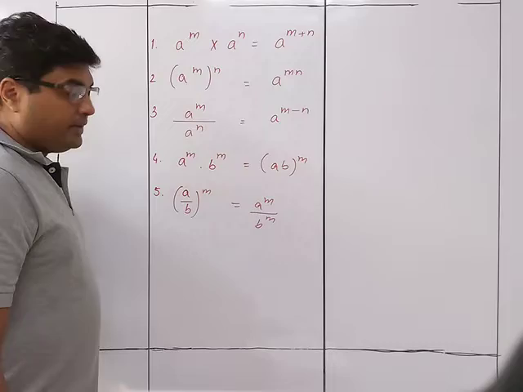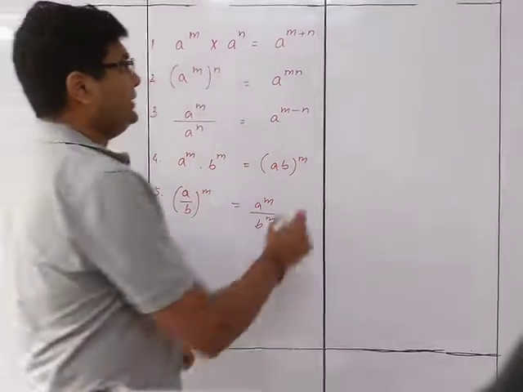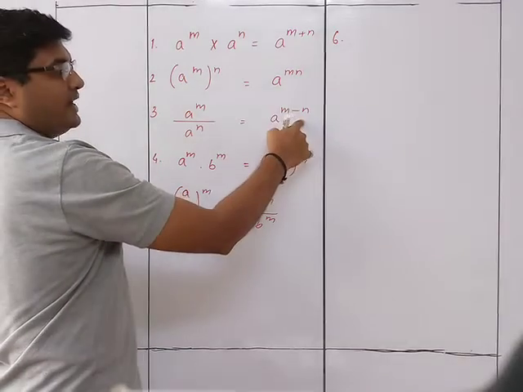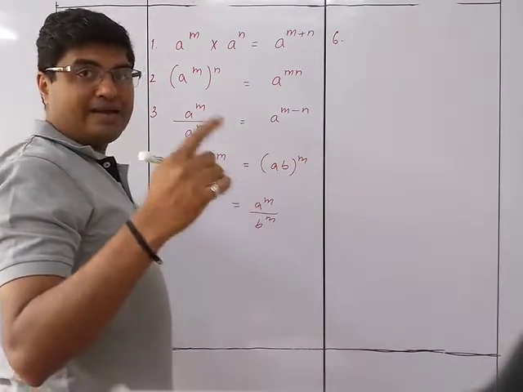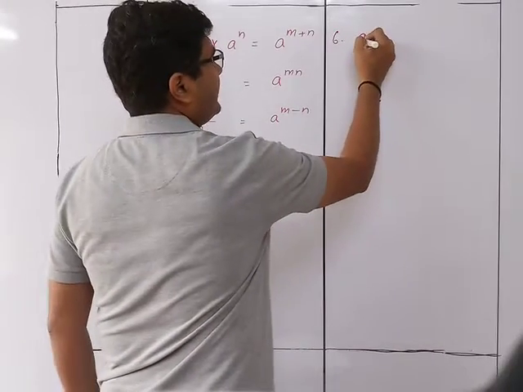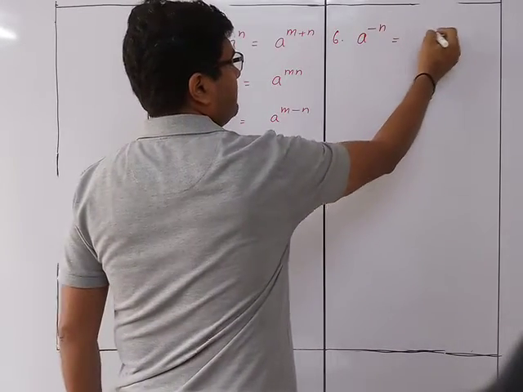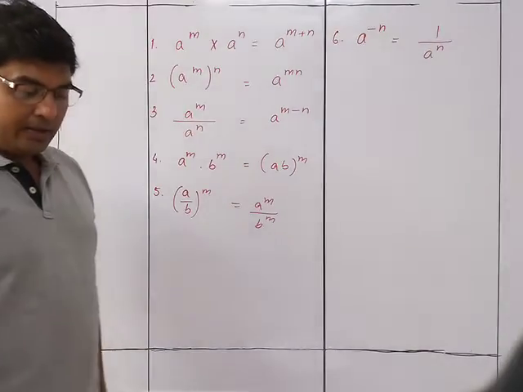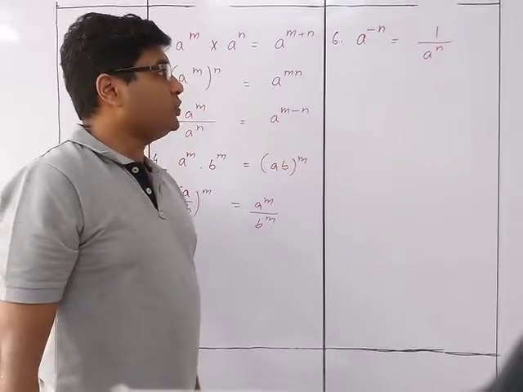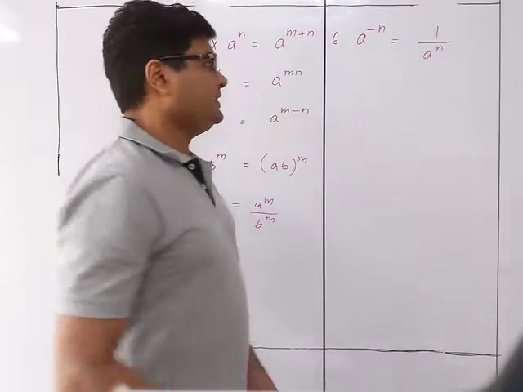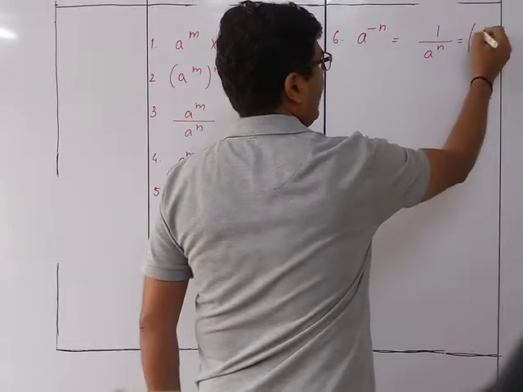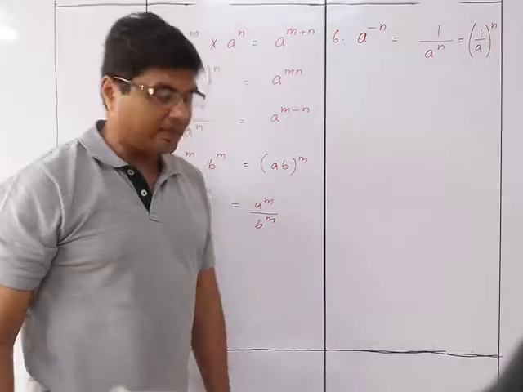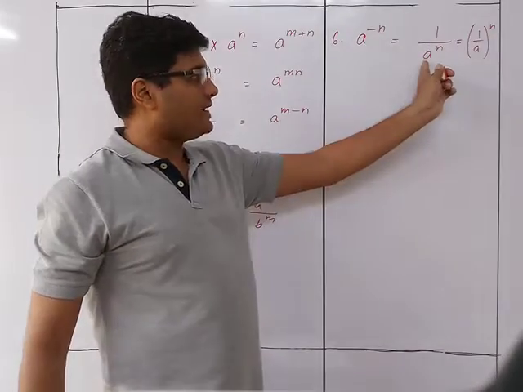Clear? Now, the sixth one is, as I told you, if I would have got the answer as a raised to minus something. So if it is a raised to minus n, it is nothing but 1 upon a raised to n. Okay? A raised to minus n is equal to 1 upon a raised to n, which can also be written as 1 upon a whole raised to n. It's one and the same thing whether I write it this way or this way. Normally you write it this way.